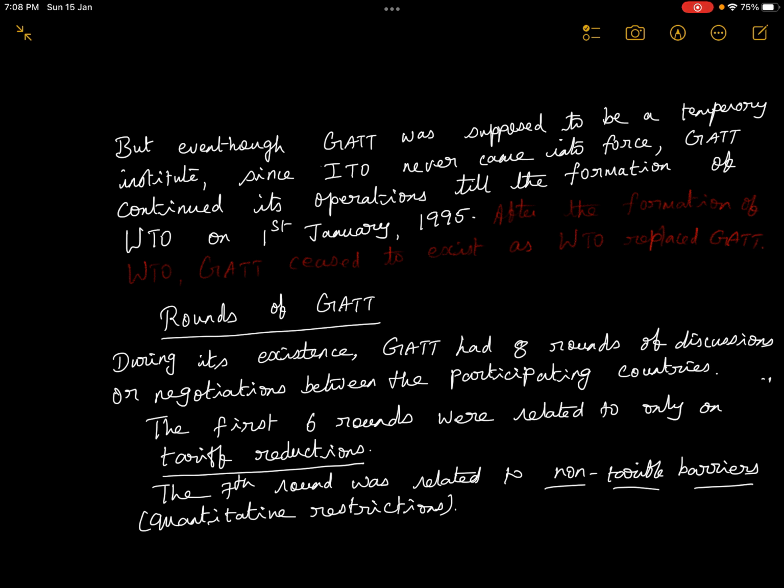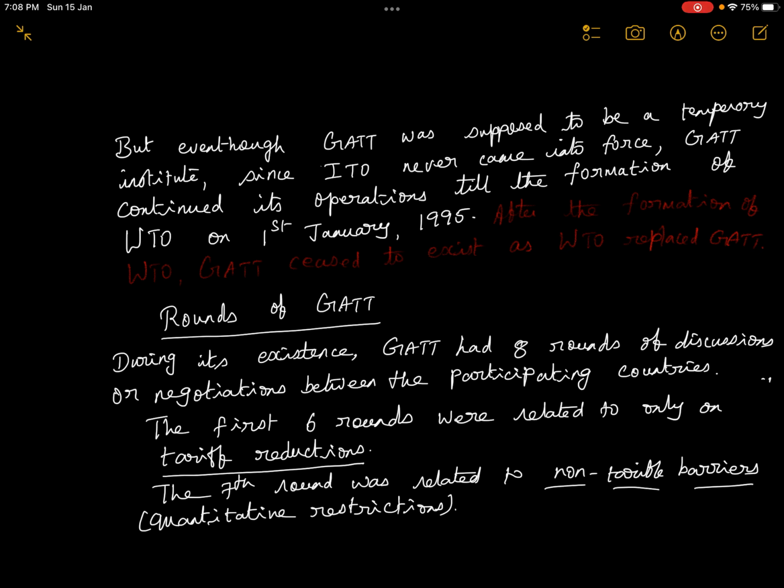Okay. Now, regarding the rounds of GATT, when GATT was in existence, it had certain rounds of discussions between the member countries. So totally it had around 8 rounds of discussions. Discussions in the sense, there should be certain settlements and negotiations between the member countries, so that trade can flow smoothly between the countries.